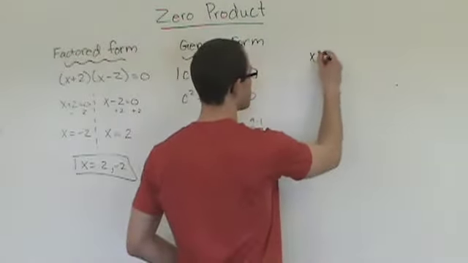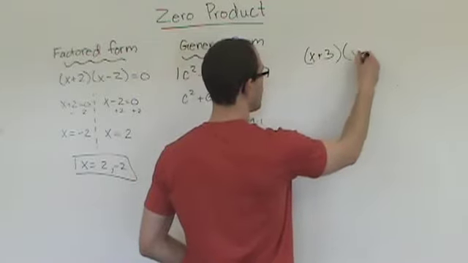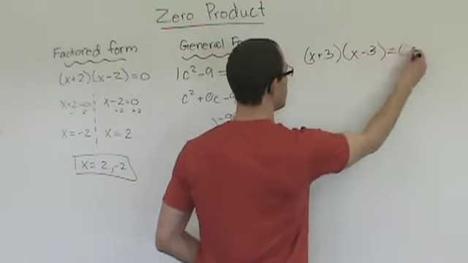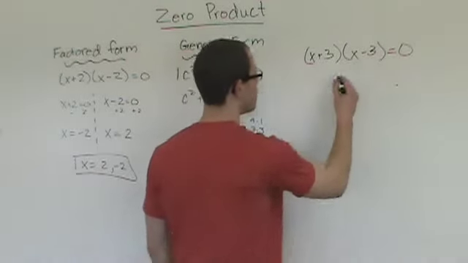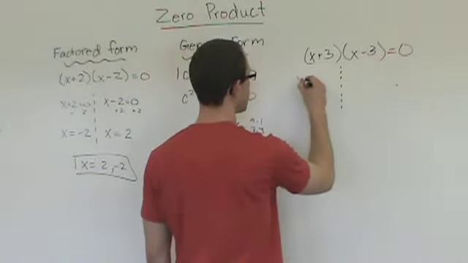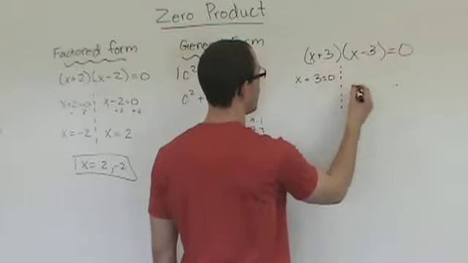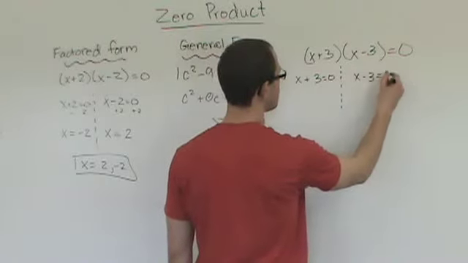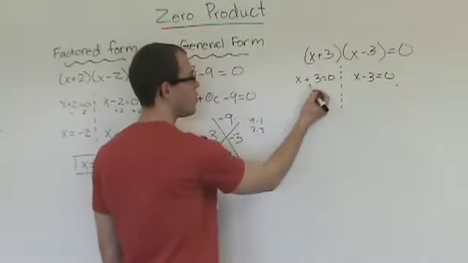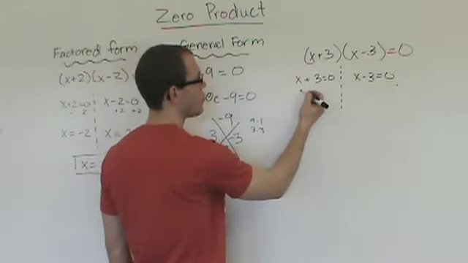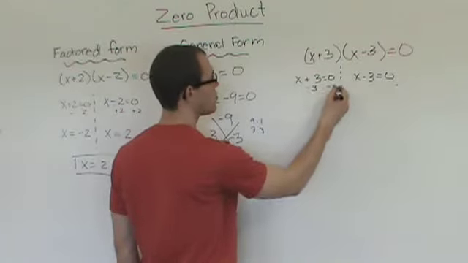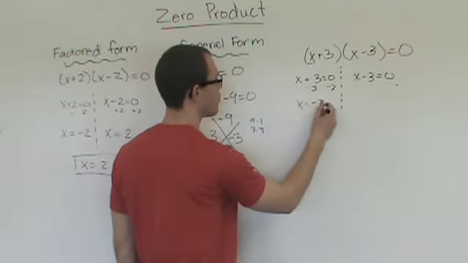So I have x plus 3, x minus 3. That's equal to 0. So set each of them equal to 0. So I always do a dotted line down so I can separate my two pieces of handwork here. So to figure it out, for this side with the x plus 3, I subtract 3 to both sides. So that's x equals negative 3.